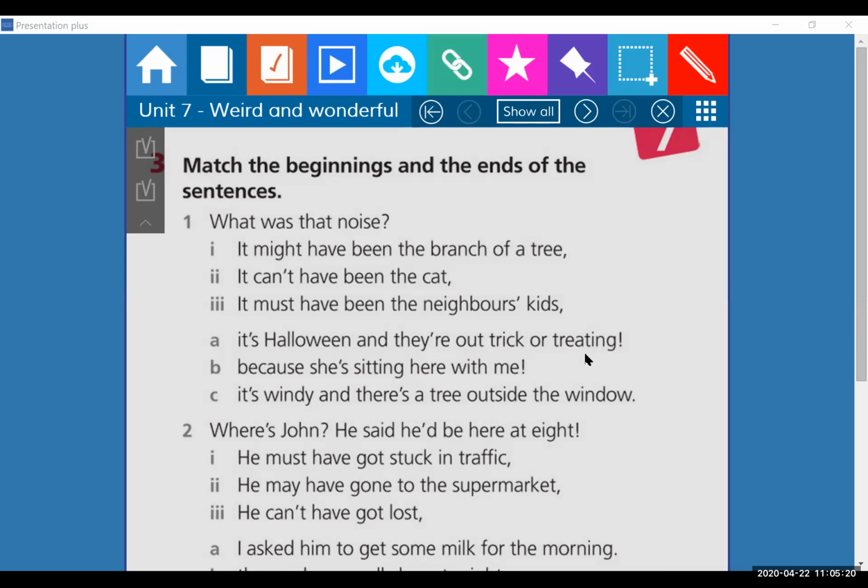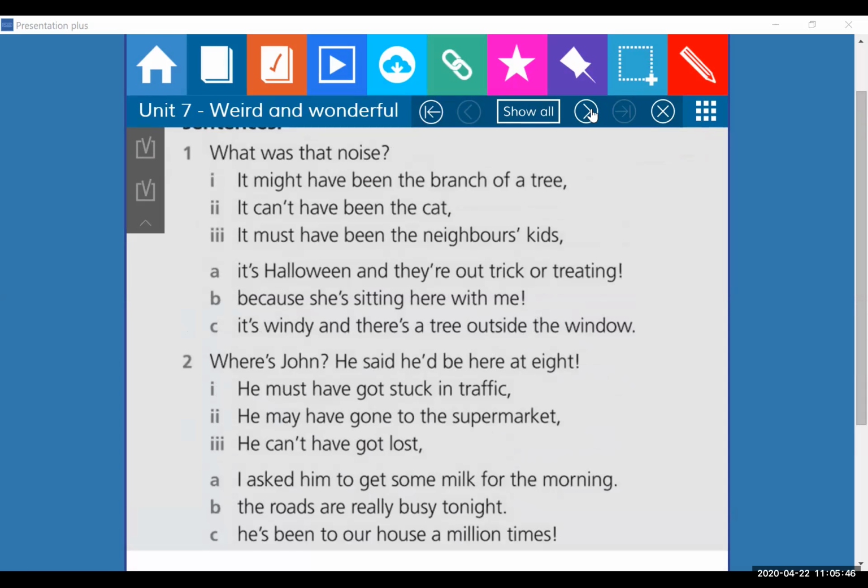It might have been the branch of a tree. A, it's Halloween and they are out trick or treating. B, because she's sitting here with me. C, it's windy and there's a tree outside the window. As Nawar said, yes, C is the answer for the question. Okay, C is the answer.